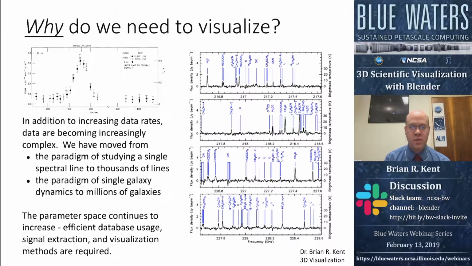So we're moving from a single spectral line to hundreds of spectral lines, and in the same idea, we're moving from a paradigm of studying a single galaxy to now mapping millions of galaxies with our surveys. So in addition to this taking up enormous amounts of hard drive space, we have to have efficient database usage. We have to be very creative with our signal extraction methods because a single person can no longer do that. And we need to have efficient and creative three-dimensional visualization techniques using software that may not typically be used in the scientific community or in my particular field in astronomy.